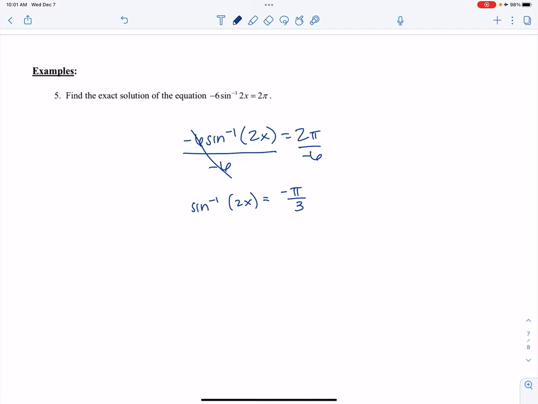And now that I have sine inverse all by itself, I can undo it. And how do I undo a sine inverse? I use sine. So I'm going to take the sine of both sides. Whatever I do to one side, I have to do to the other. So sine and sine inverse undo each other. I'm left with 2x equals sine of -pi/3.